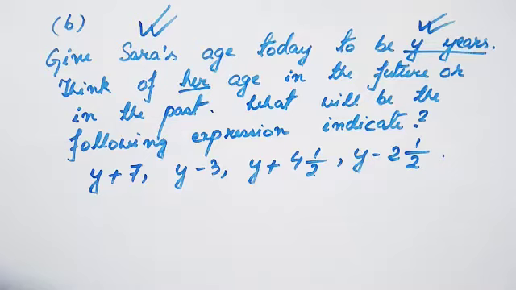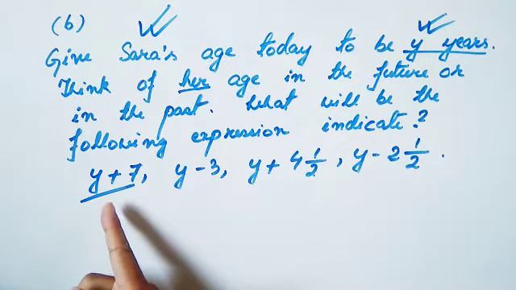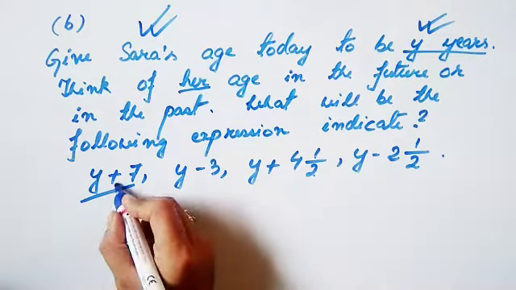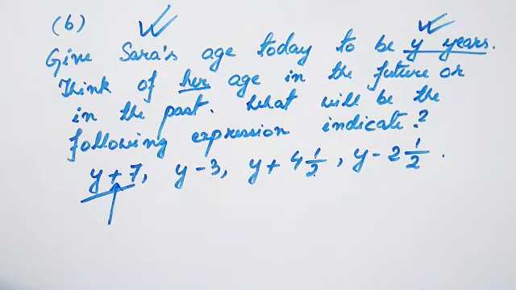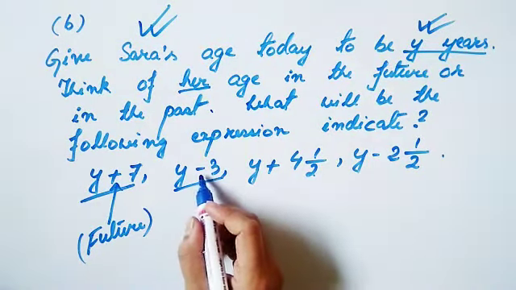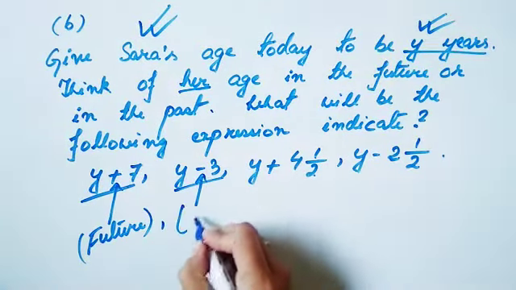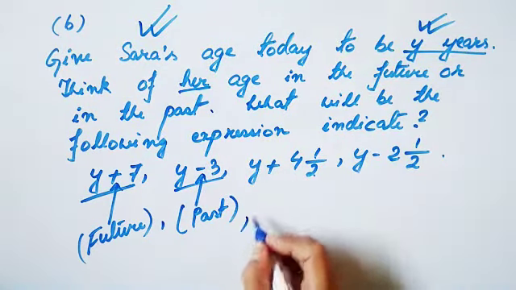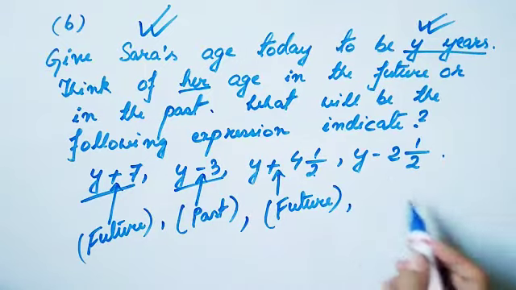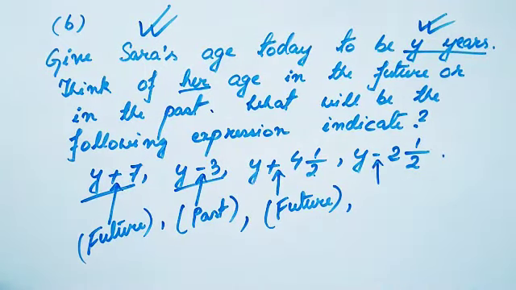So let's look at the first expression. They have given the first expression as y plus 7. So we are going to find whether this expression will be the age of Sarah in the future or in the past. We can see from this expression that there is a plus sign, so it means that this will be Sarah's future age. Next expression is y minus 3. Since there is a minus sign, it indicates Sarah's past age. Next it says, y plus 4.5. There's a plus sign, so it indicates Sarah's future age. And last we have y minus 2.5. Since there's a minus sign, this expression indicates Sarah's past age.